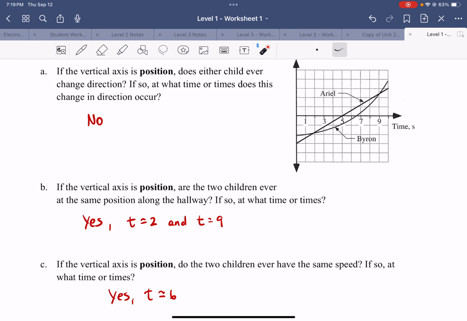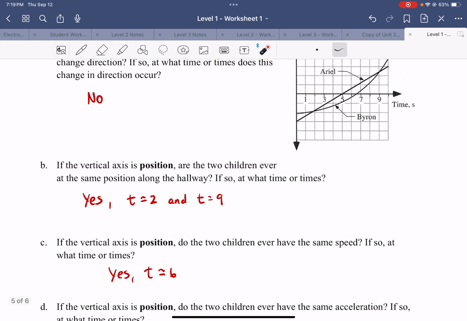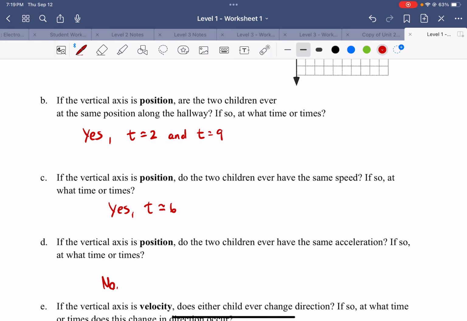However, that's not the case for Byron. The slope of Byron's line is increasing as time goes on, which means his velocity is increasing. If his velocity is increasing, it is changing. That means Byron has some non-zero acceleration. So we at least know that Ariel has 0 acceleration and Byron has non-zero acceleration, which means that their accelerations cannot be the same. So the answer to D is no. And we could say acceleration for Ariel is 0, but acceleration for Byron is non-zero.